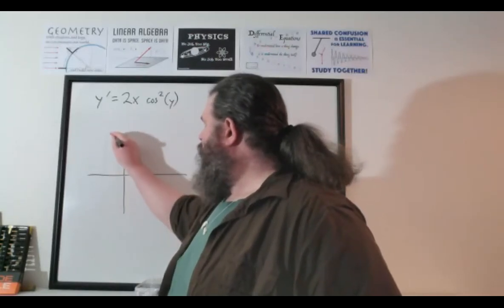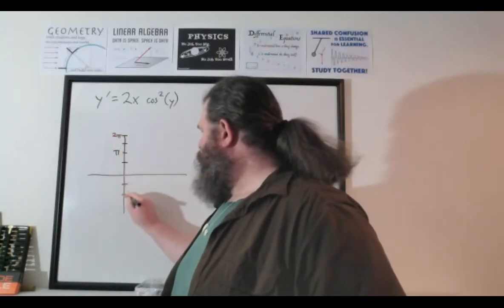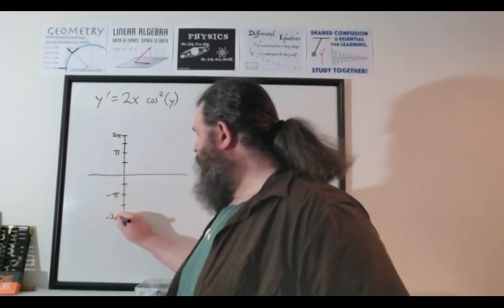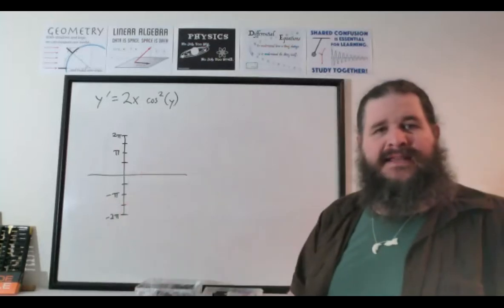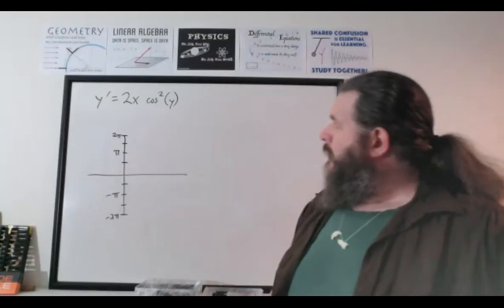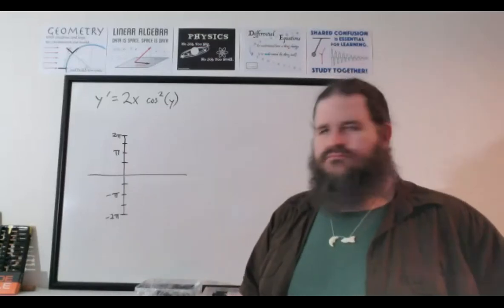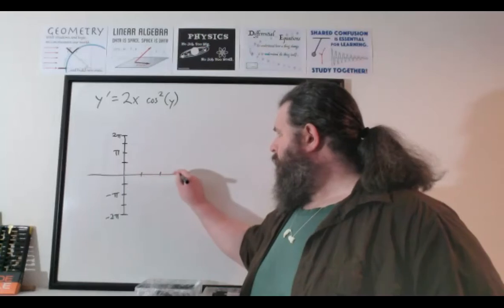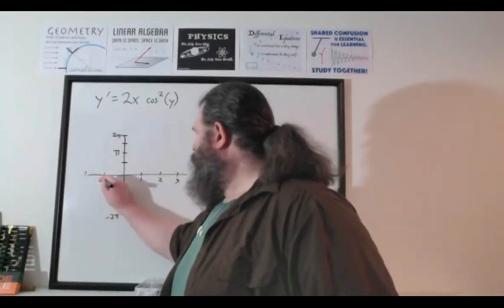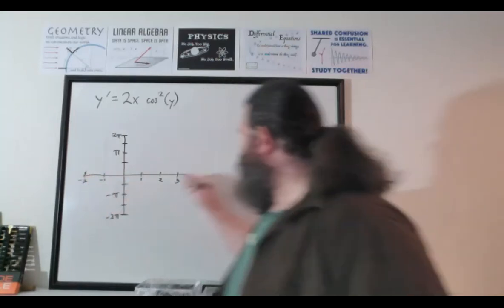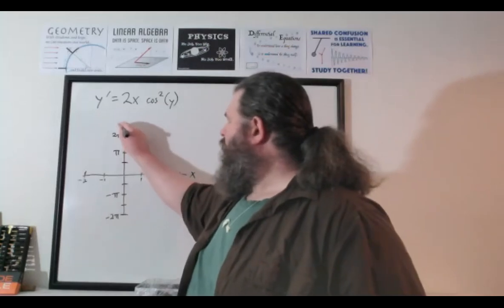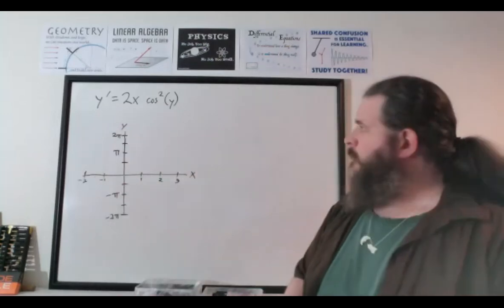maybe pi, 2 pi, negative pi, negative 2 pi. And beyond that, it's just going to repeat anyway, because cosine is a cyclic function. So I think we can get away with just this range. And then for x, maybe we try 1, 2, 3, 4. Just to establish a range that we're talking about here. And of course, these axes are not necessarily to scale with each other.